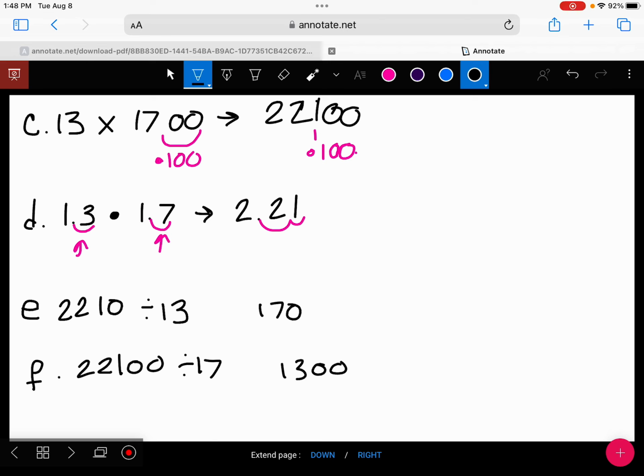So I'm going to leave that very last one for you to do all by yourself. You can do it. I believe in you. It's another one with those decimals, but it's dividing. It's just like E and F. So it's all about playing with those decimal points. Okay.